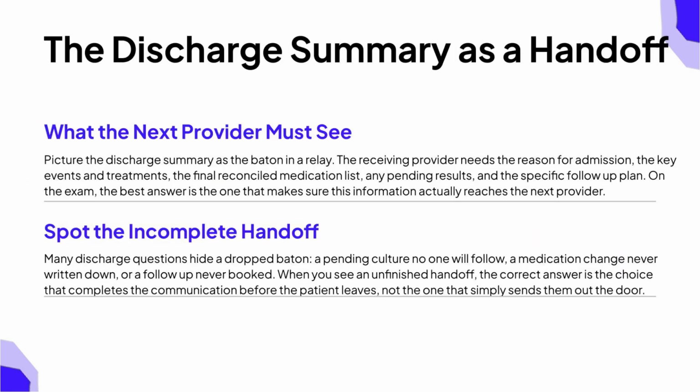Let us talk about the discharge summary, because it is the handoff that ties everything together. Picture it as the baton in a relay race. The provider who picks up this patient next needs the reason for admission, the key events and treatments, the final reconciled medication list, any pending results, and the specific follow-up plan. On the exam, the best answer is the one that makes sure this information actually reaches the next provider.